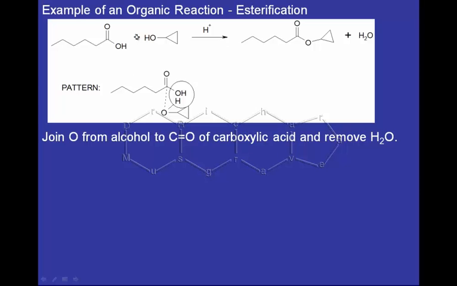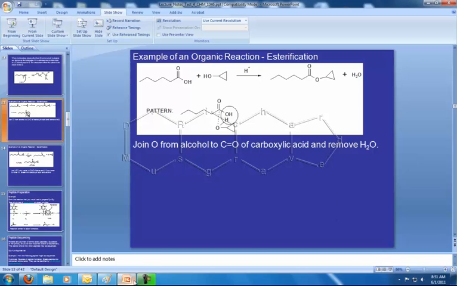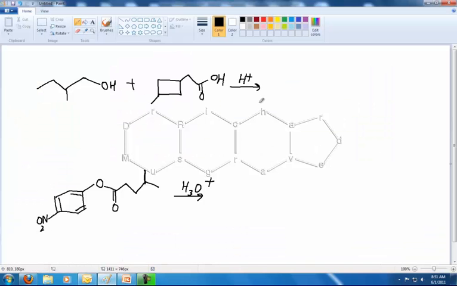So the pattern for this reaction is that the O from the alcohol joins on to the C double bond O from the carboxylic acid, and we lose the OH of the carboxylic acid and the H of the alcohol, and those become water. So let's look at an example of that. And here we have it.